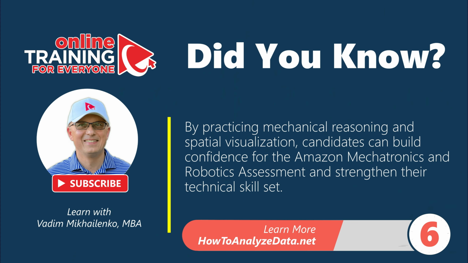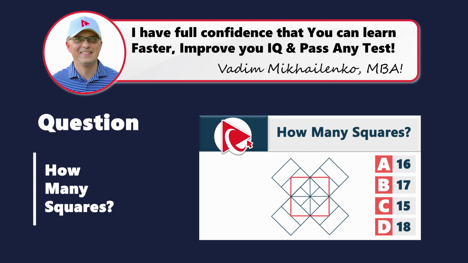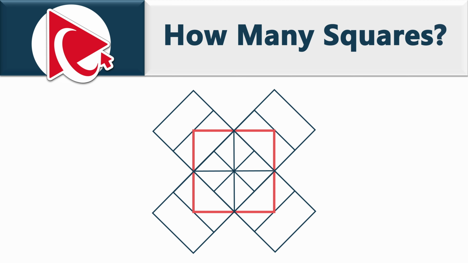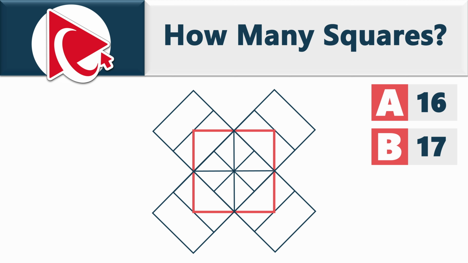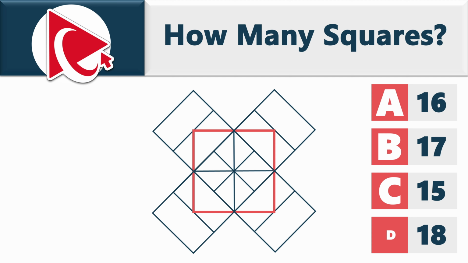If you focused on boosting your cognitive and analytical capabilities, consider this question as something that might help you to improve. You're presented with an unusual-looking but very cool shape, and you need to determine how many squares are in this shape. Your choices for the answers are choice A, 16, choice B, 17, choice C, 15, and last but not least, choice D, 18.